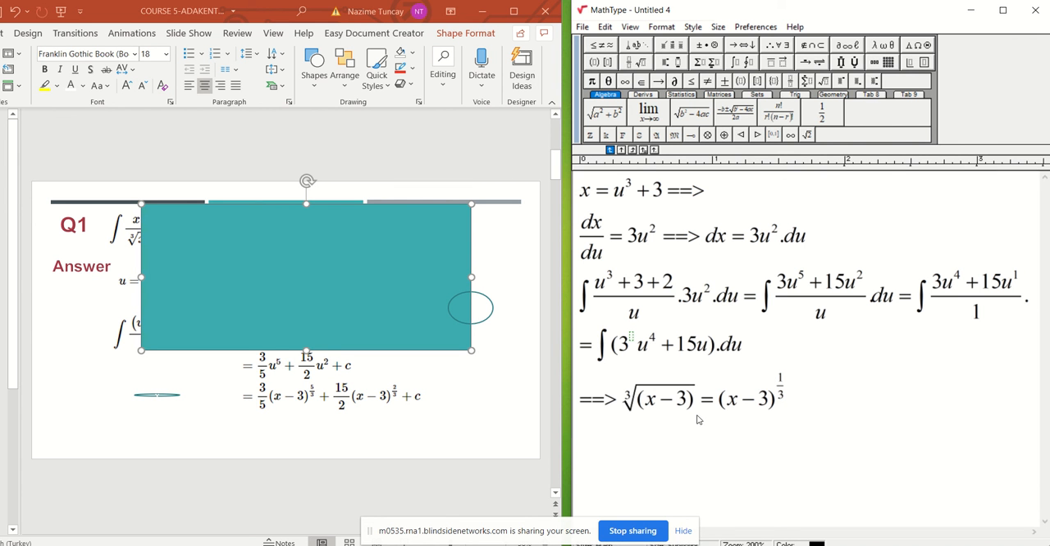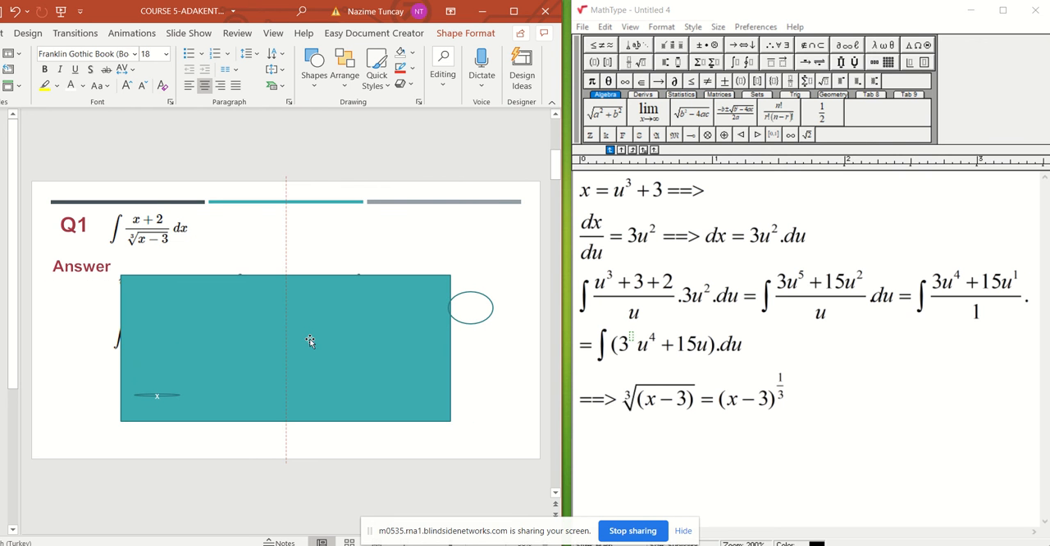So if it is root 2, it is 1 over 2. This is root 3, so it is 1 over 3. So x minus 3 to the power 1 over 3. But we had also 5 here, so that makes 5 over 3. And here this is x minus 3 to the power 1 over 3, and we also have 2 here, so that makes 2 over 3. So this is our answer for this question.